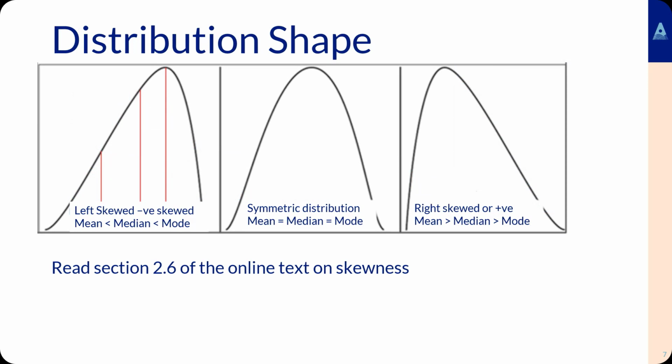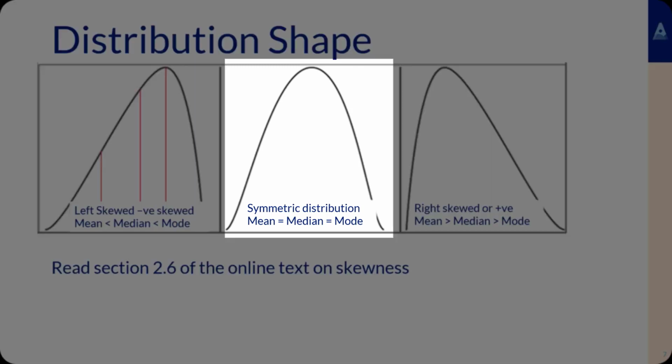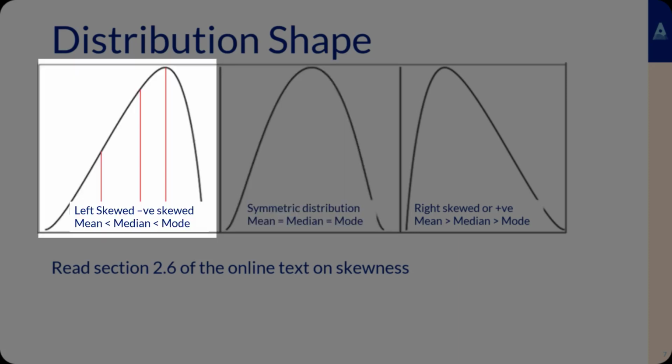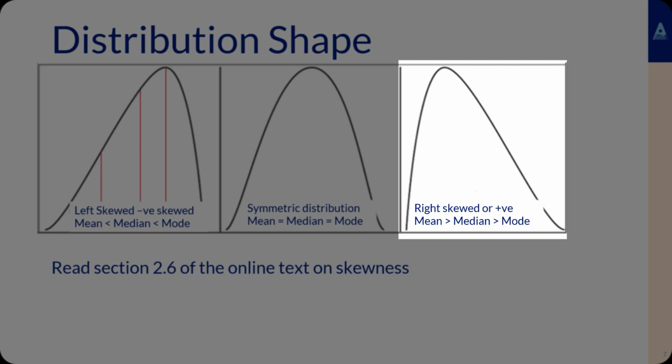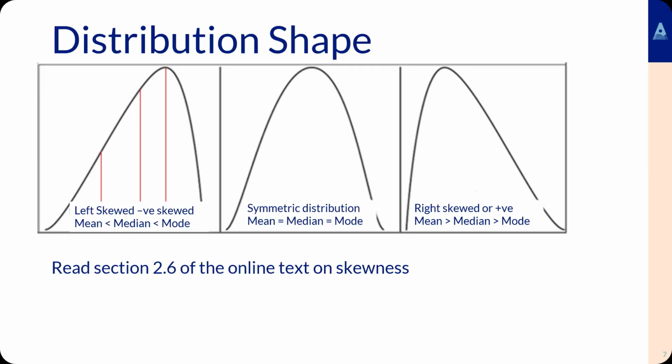And finally, one of the objectives of descriptive statistics is to get an idea of the overall shape of the data. We can see here that the shape of the data, the distribution, can be measured by the differences between mean, median, and mode. Data can be symmetric, which is the middle example, or it can be left skewed, or right skewed. So I'd like you to look at section 2.6 of the online text, which describes that in further detail.